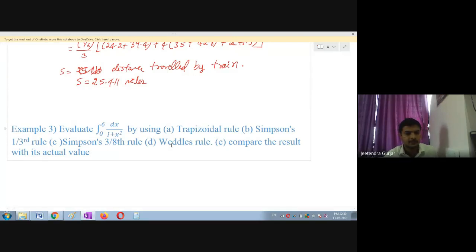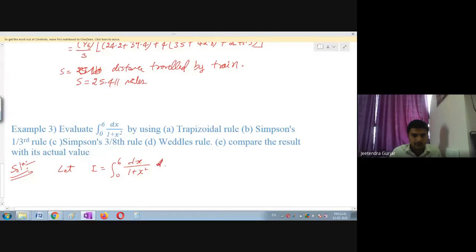Yes, students, please tell me the answers now. Do it fast. I will give some hint. Wait, again you will get confused. So here first I will take I is equal to integral 0 to 6 dx upon 1 plus x square. So here I will take y is equal to 1 upon 1 plus x square first.